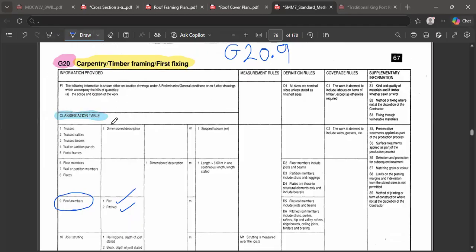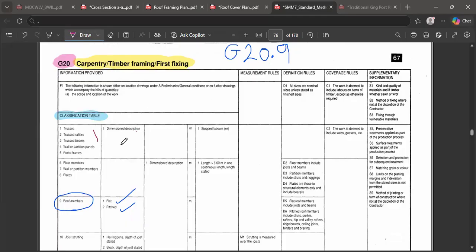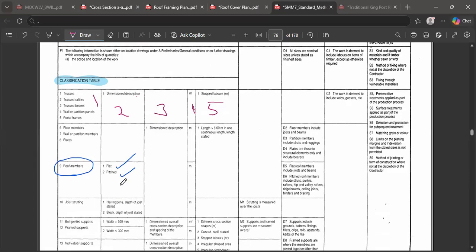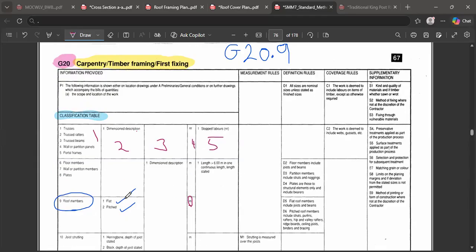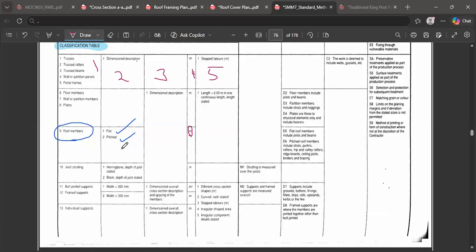How many columns can you find here? Let's count them together. This is 1, 2, 3. You see, so this is 4 and this is 5. For the fourth one, they are just trying to tell you something. These roof members over here, the flat and the pitched, what are they measured in? You can see that they are measured in meters. So it is just explaining something to you. If you are describing the roof, you have to describe it in terms of what? As being flat or pitched.